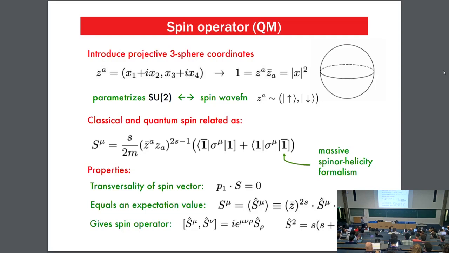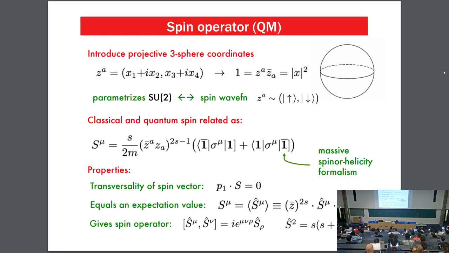So this is a spin vector, classical spin vector, and it's parameterized in the spin S representation. And to do that, it's proportional to S, so that's basically the magnitude. There's some dependence on the wave function to some power 2S, and there's some spinor helicity expression. These are Pauli matrices. The property of this is that it's transverse. It's also the expectation value of the operator. So this is the expectation value of the operator. If I actually want the operator, I can just take a derivative with respect to the Z. And then if I extract the operator, I can check that it satisfies the proper quantum mechanical properties. So it has the commutation relation correct. It has the quantum mechanical square correct.